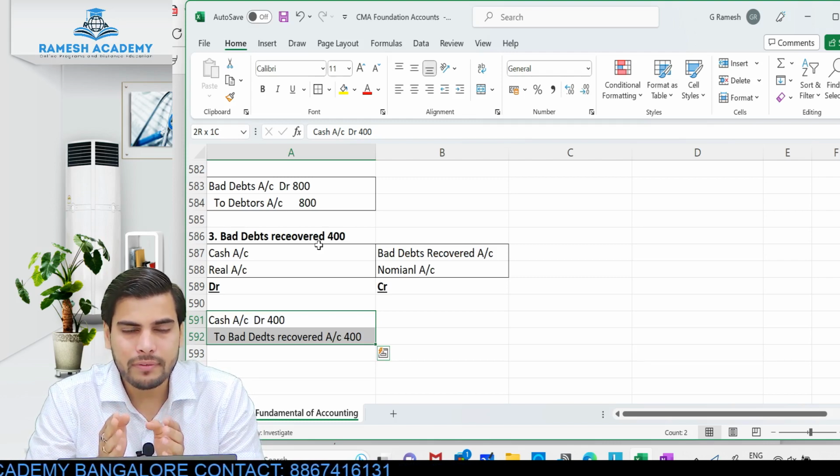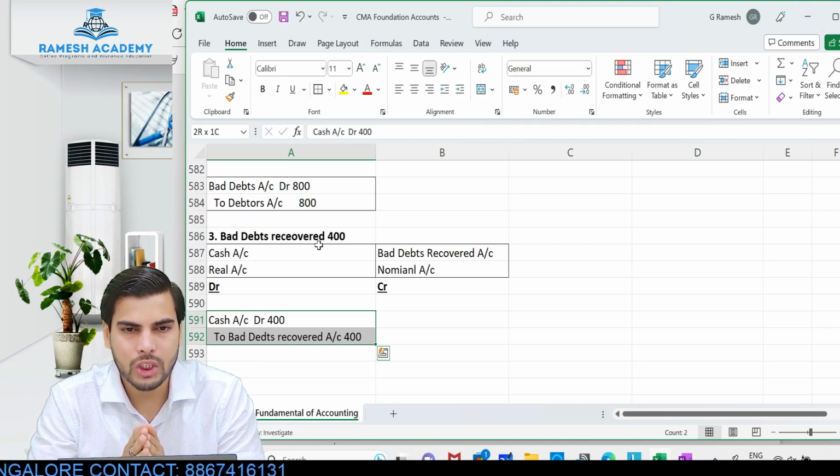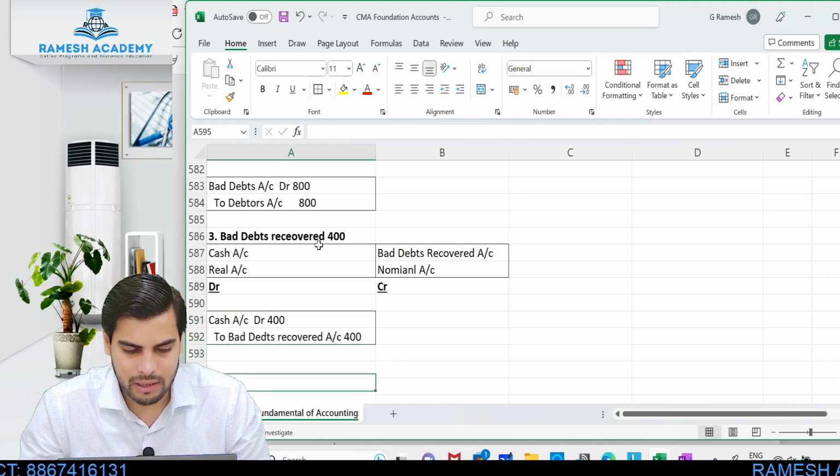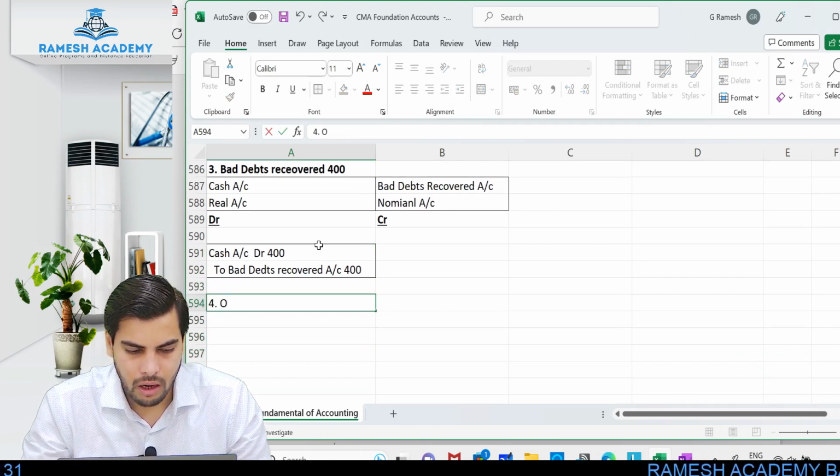Clear? So, majority of the students would make this mistake. They'll think that every transaction should have a cash component in it. Not required, guys. There are a few non-cash transactions also. Suppose the next transaction for that matter. Let me show you the next transaction. Outstanding rent.